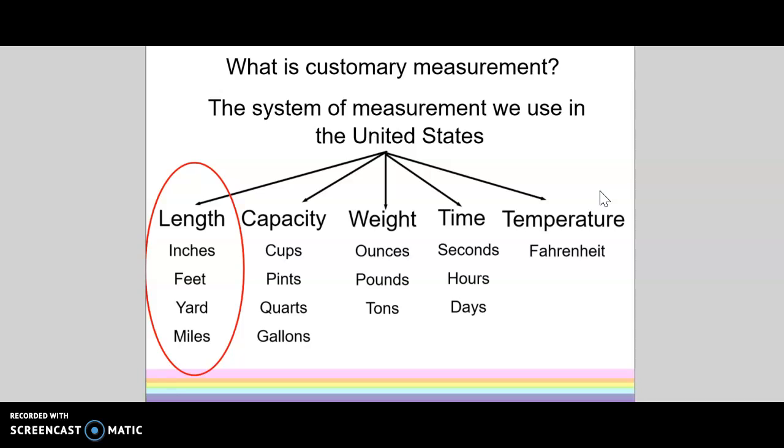Today, what we're going to do is we're going to talk about customary measurement of length. So measuring how long something is. We're going to talk about that with inches, feet, yards, and miles. And this is what I was talking about. You guys talked about these things last year in third grade. This is a refresher, making sure that you understand that this is called customary measurement. This is what we are accustomed to using in the United States. And then we're going to talk about the conversions of these.